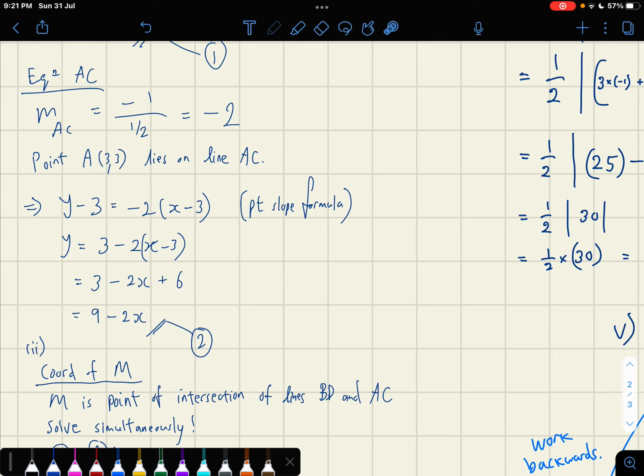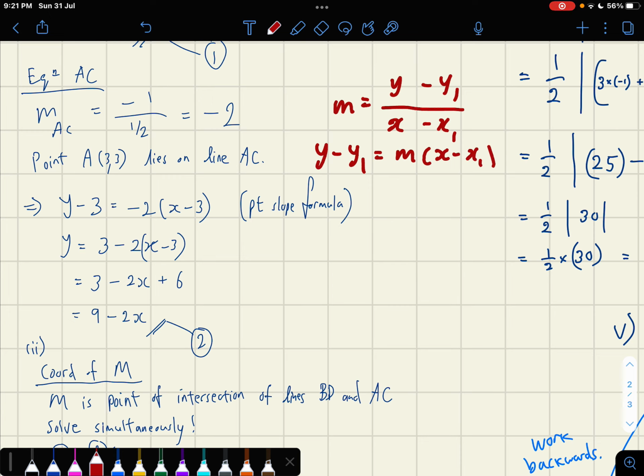The point slope formula goes like the gradient formula, but you replace the index 2 with a generic y, generic x. Here I'm using a slightly modified version where I multiply the x minus x1 over to the other side, cross multiply, and I get y minus y1 equals m times x minus x1 over here. Yeah, subbing in, simplify, and you eventually get to y = 9 minus 2x as the equation of line AC.